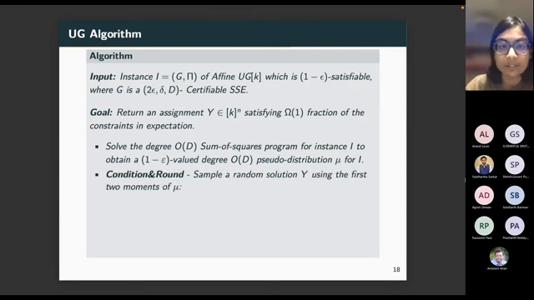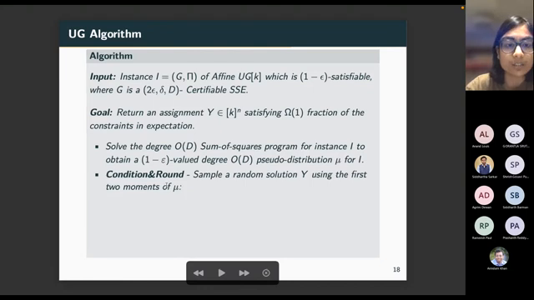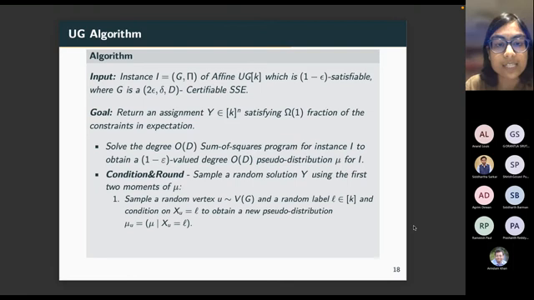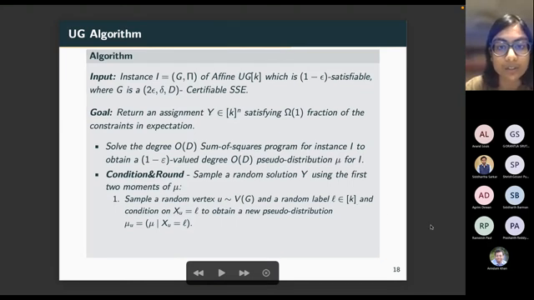So given this low degree information, we can actually perform a very simple algorithm, which we call condition and round. The algorithm requires only degree 2 information of the distribution. The first step is to just sample a random vertex u and a random label L in 0 to k minus 1, and condition the distribution on the vertex u taking the value L. And this gives us a new conditioned distribution, mu conditioned on the vertex u taking the value L.